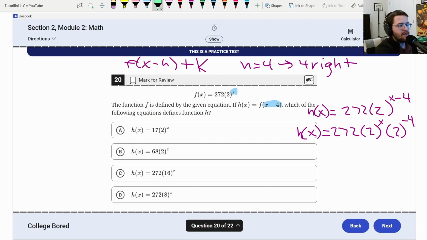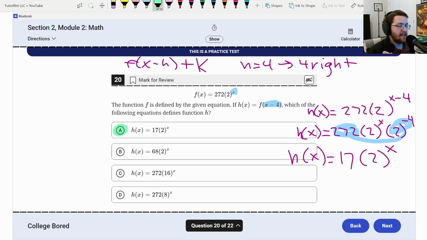Again, doesn't matter. You'll see in all the answer choices, they just have 2 to the x at the end. So we're going to combine these two. If you type in 272 times 2 to the negative 4 on your calculator, you should get 17. So this is 17 times 2 to the x. And that is answer choice A.